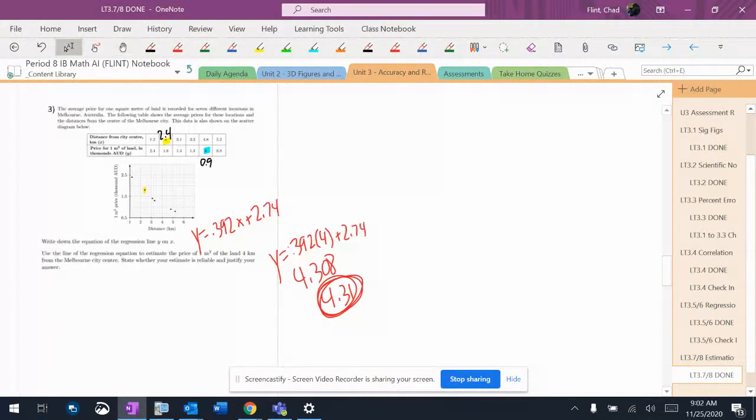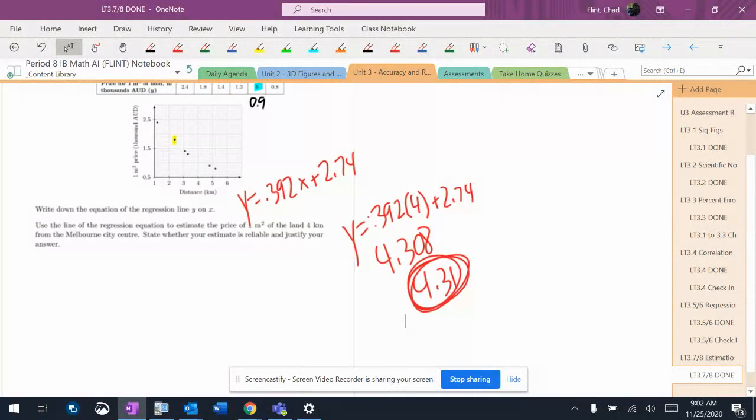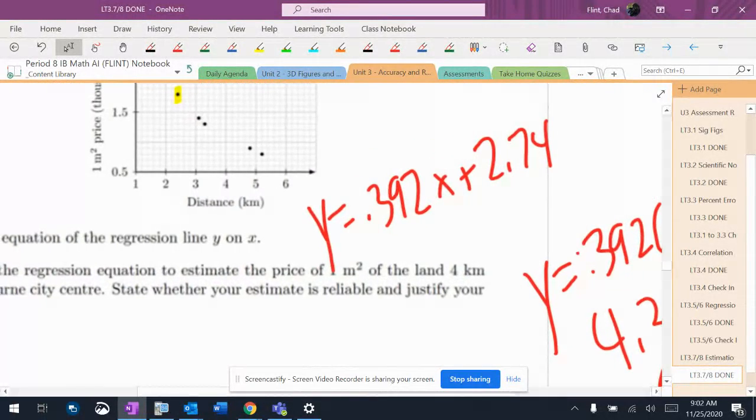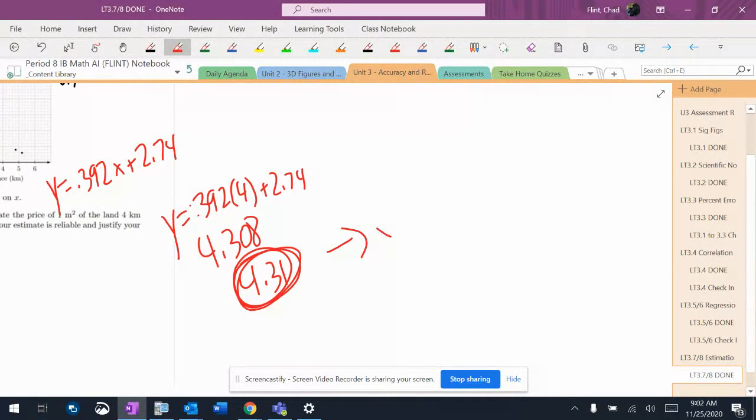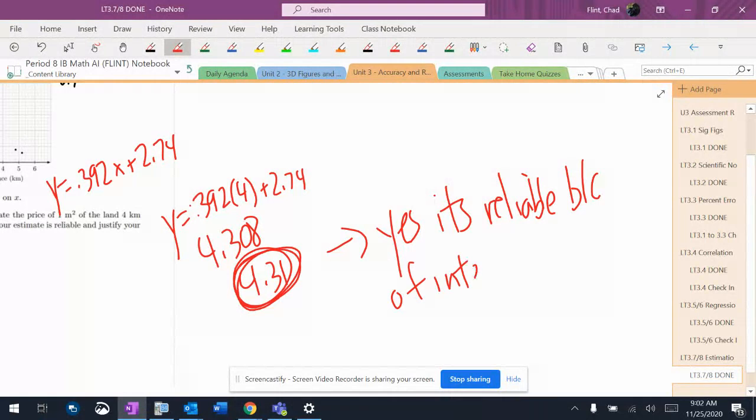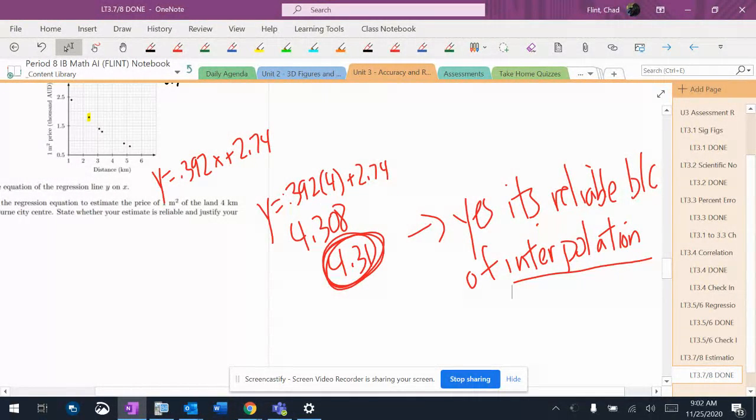Okay, so 4.31, it says state whether your estimate is reliable and justify your answer. So it's reliable because it falls in our 1 to 6 domain. So I would say yes, it's reliable. Because of interpolation. Okay, that's enough. You could say it falls between 1 and 6 in the x values, that would be fine also. But if I use the interpolation word, then I don't have to deal with doing any more complicated of an explanation.